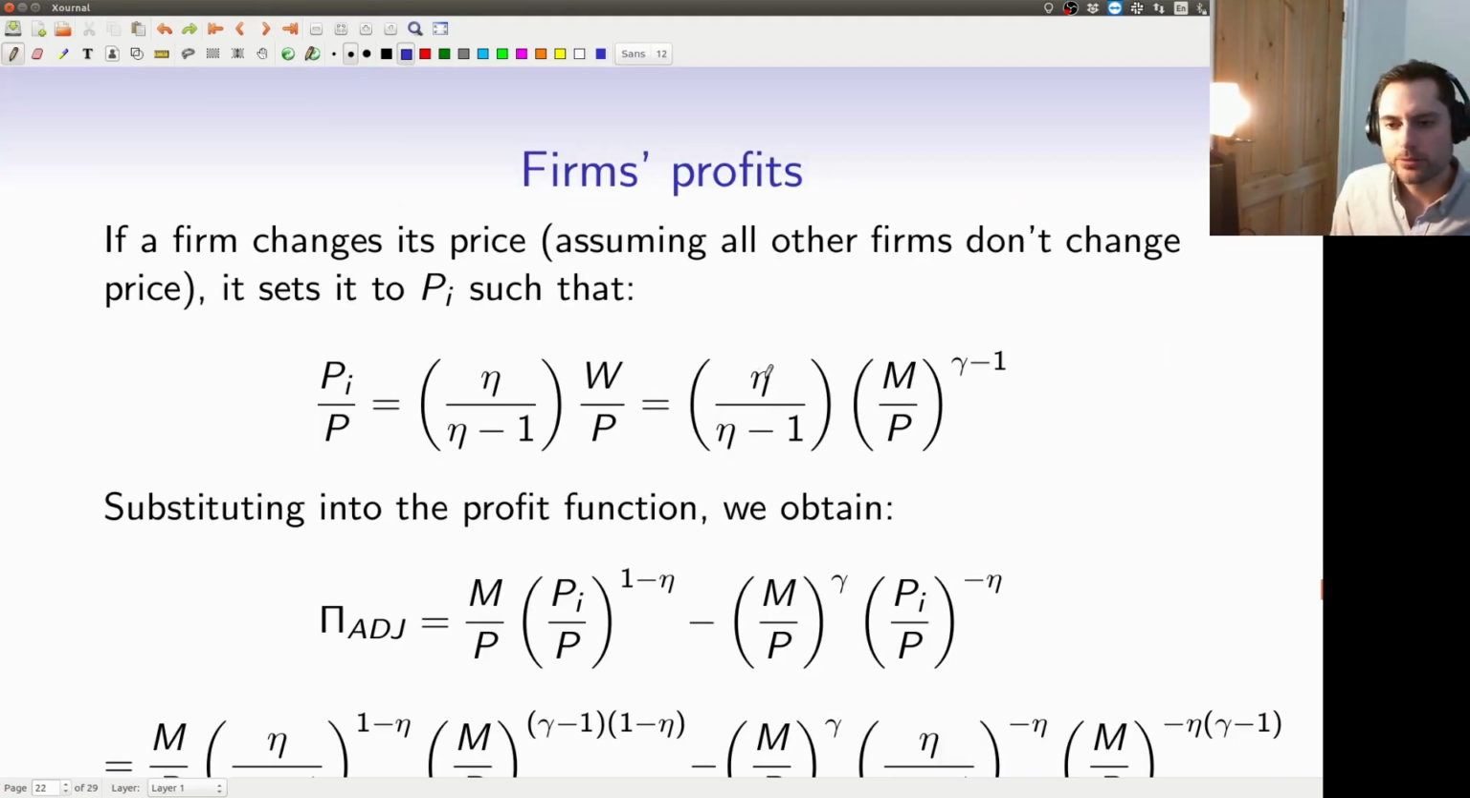Now, suppose that the firm is going to change its price, assuming the other ones don't change their price. Just like before, it's going to set its price so that, I mean, this is just the markup equation, right? Pi is equal to the markup times the wage. That doesn't change, and we're dividing here by P, the price level.